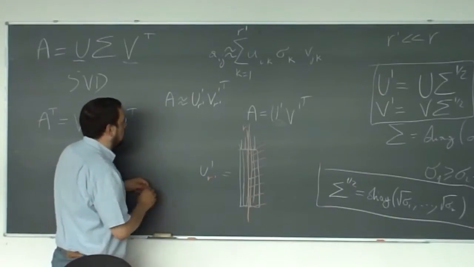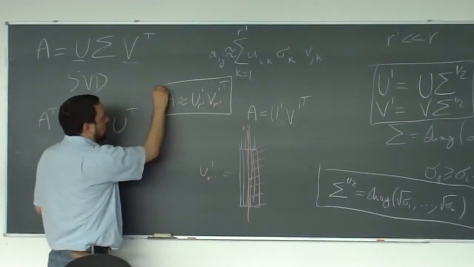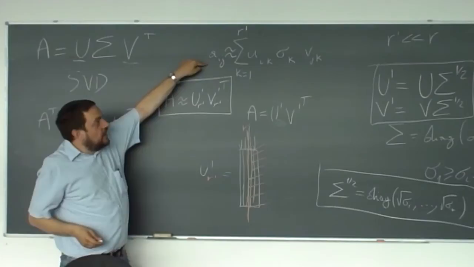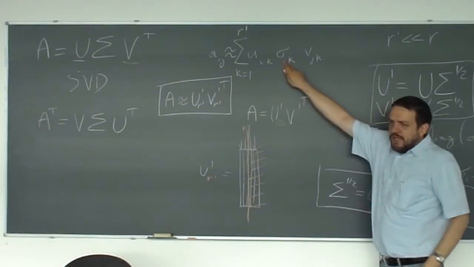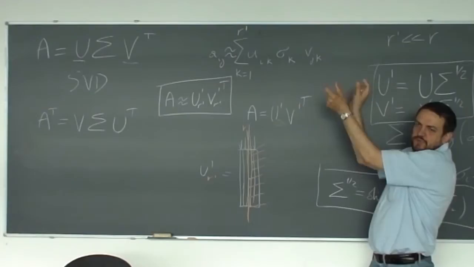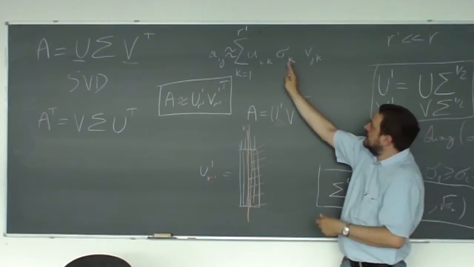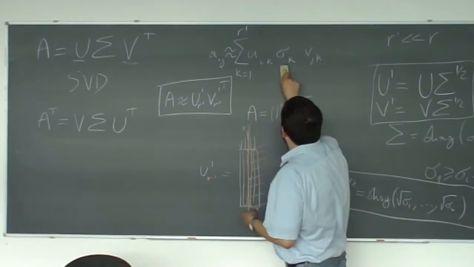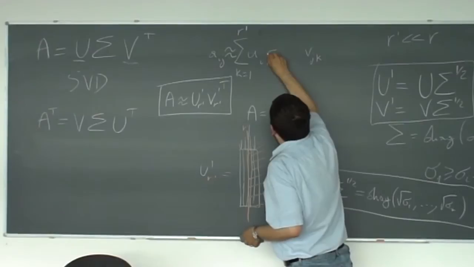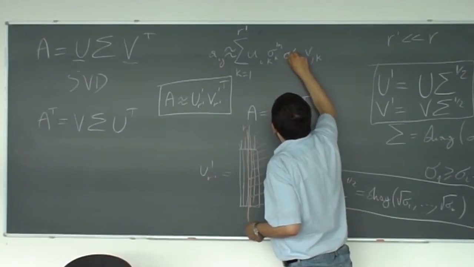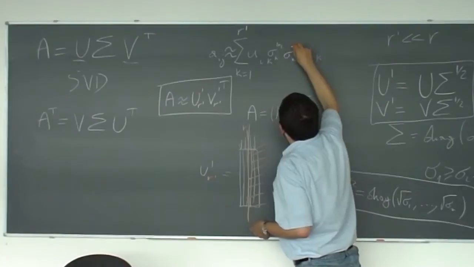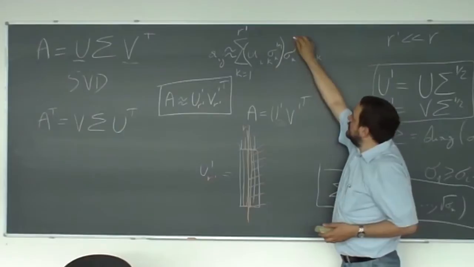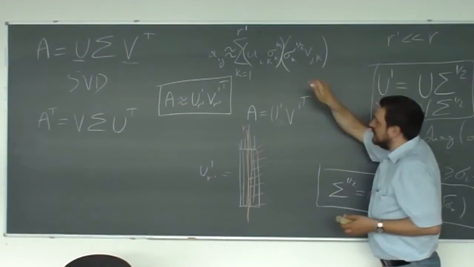Okay, this equation is exactly this one. I just took sigma k, split it into two square roots, and glued them to u_ik and v_jk. It's like taking sigma k and writing sigma k to the 1/2 twice. Once it was put together with matrix U, and once it was put together with matrix V.